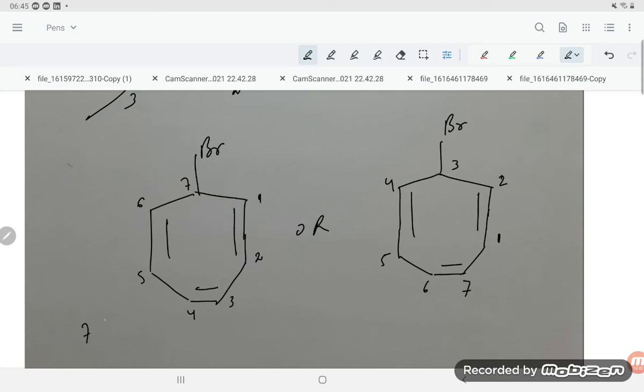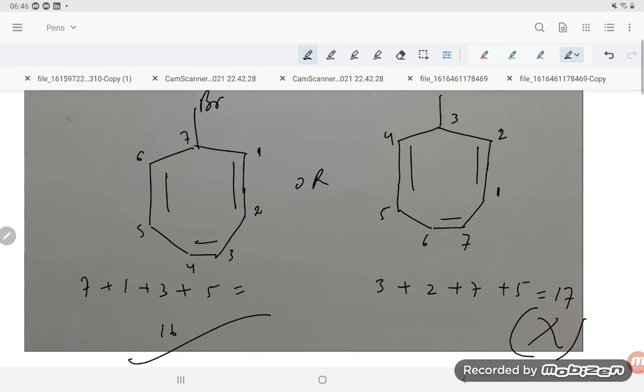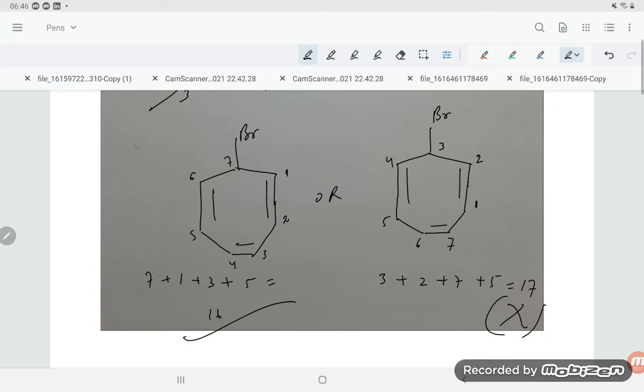Add up: on the 7 position what is there, the prefix, then 1 position, then 3 position, then 5 position, add up how much it is. Here you see, students, 3rd position, then 2 position, then 7 position, and then 5 position. These are the bonds. Add up which is coming greater. 8, 11, 5, 16. Here see 5, 10. This is coming 17. So 17 is wrong. This is the correct one.